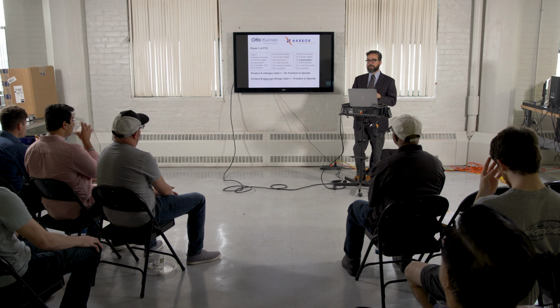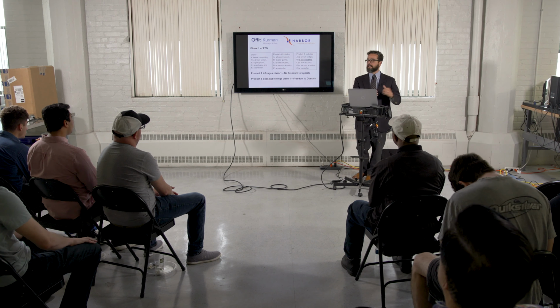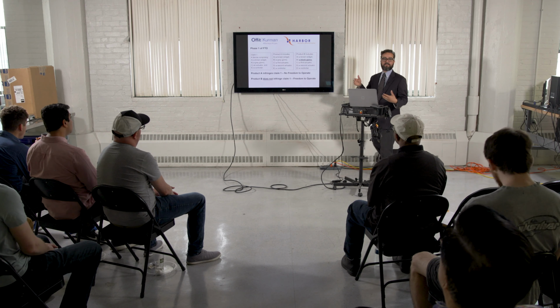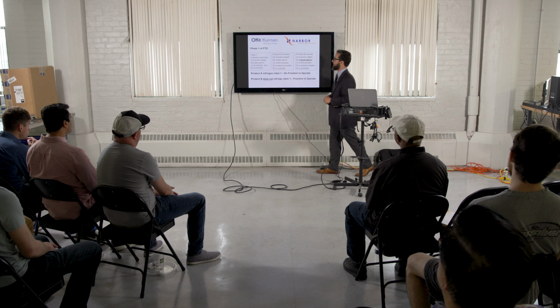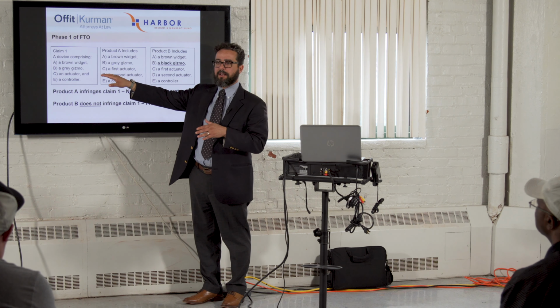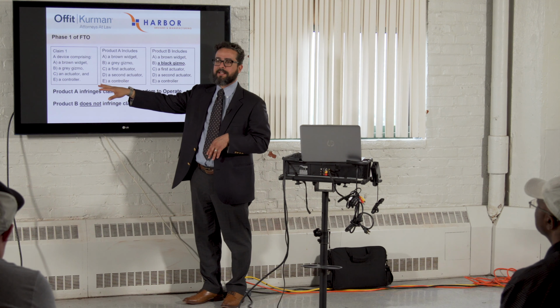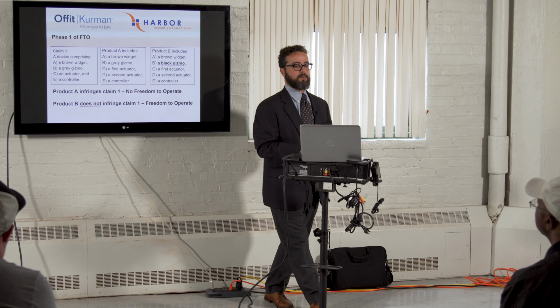Let's do a little bit more of a deep dive into what I mean by comparing a commercial product to the patent claims. We've seen a variation of this in earlier talks, but let's say claim 1 of the patent is a device, and these are the required elements of the claim: a brown widget, a gray gizmo, an actuator, and a controller. Okay? You come to me with product A.